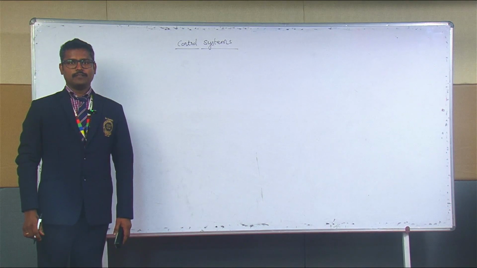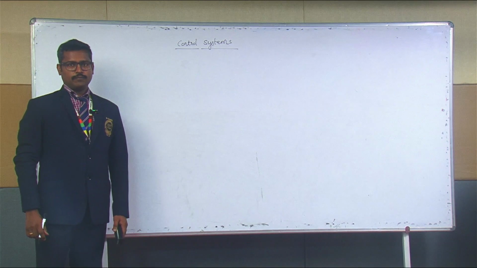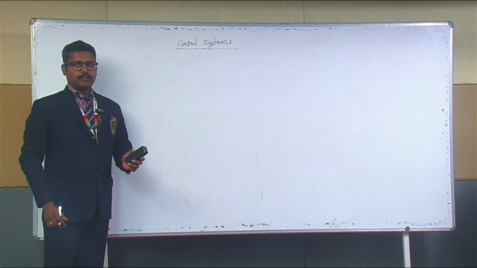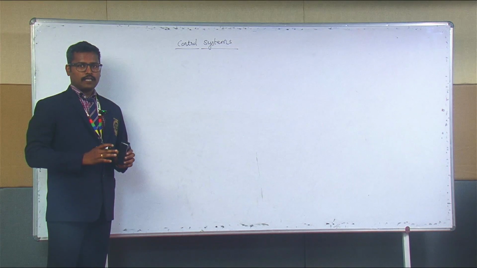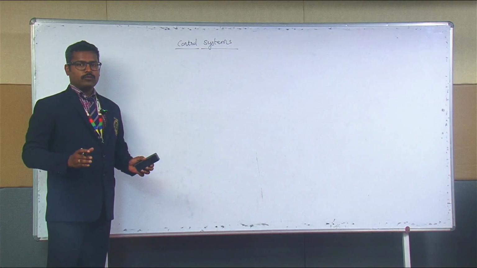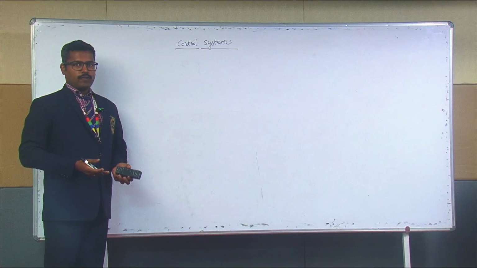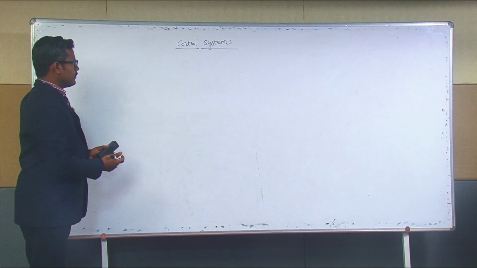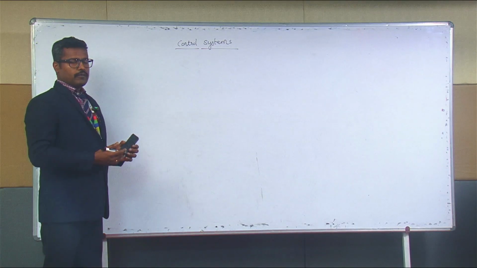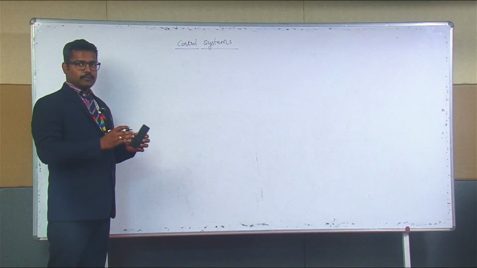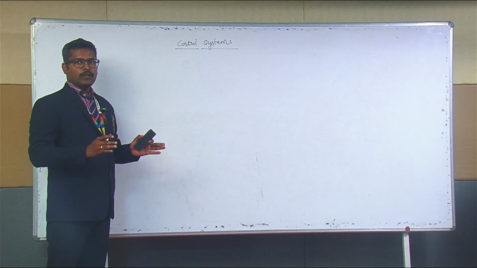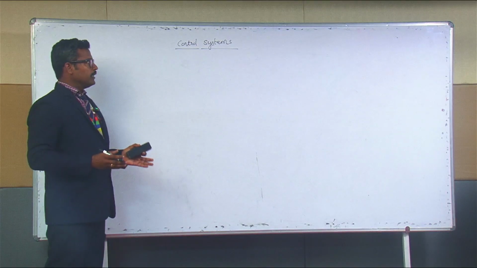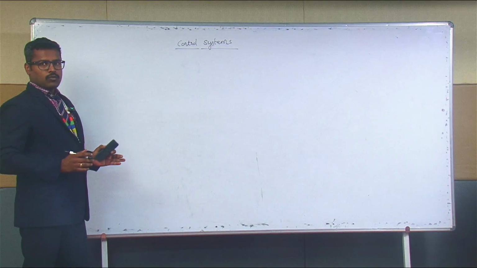Today we are going to discuss control systems. All of you know that a system is a number of components connected together to obtain some function, or to do some work. A system is the combination of many components connected in a particular sequence to perform one particular function. It may be anything. That is called a system.